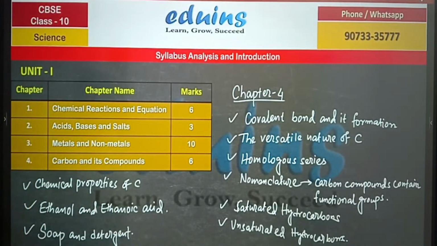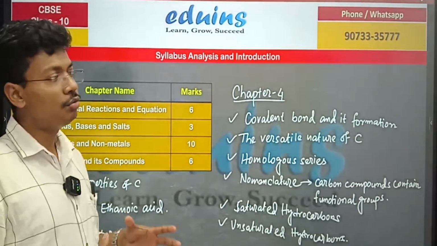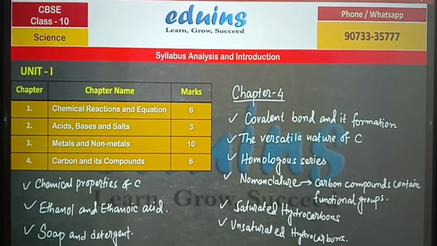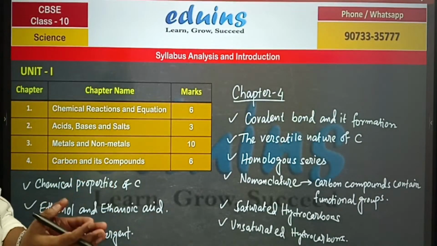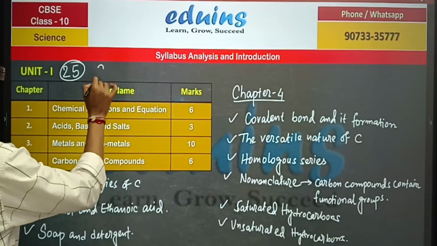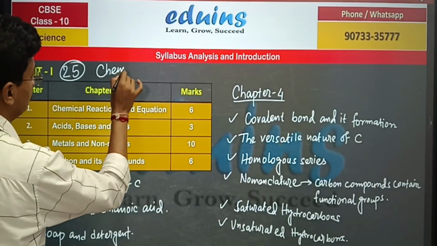So these are the chapters and their topics included. From unit 1 you will get 25 marks, and unit 1 is actually the part of your chemistry.